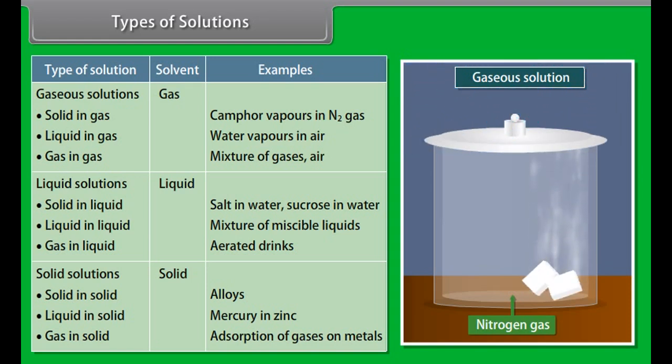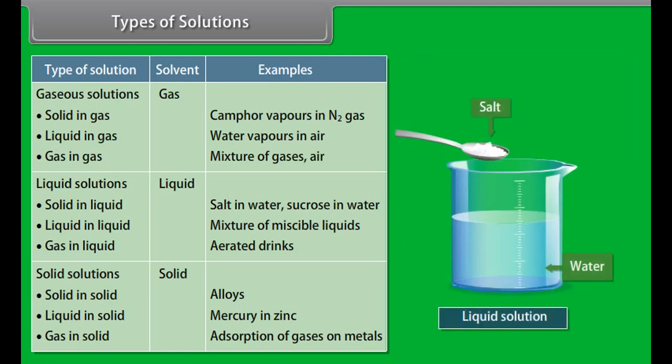Solid in gas. For example, camphor vapor in nitrogen gas. Liquid in gas. For example, water vapors in air. Gas in gas. For example, mixture of gases or air. In liquid solutions, liquid is the solvent. They are categorized as follows.